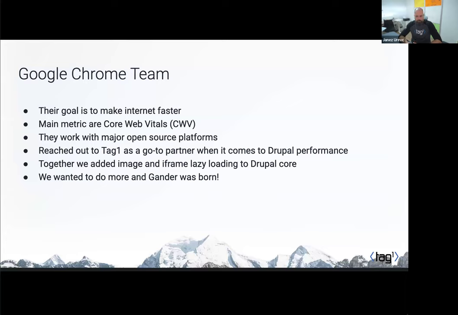The Google Chrome team works with major open source platforms because if you improve WordPress or even Drupal, then you automatically improve a lot of sites on the internet. We started our collaboration by adding image and iframe or embed lazy loading into Drupal Core. So if you update to 9.5 and for some things to 10, then when you're configuring visibility of your images and embeds in Core, you can now opt in for lazy loading. That was born out of this collaboration. After that first round, we discussed what we could do next, and this is how Gander was born.